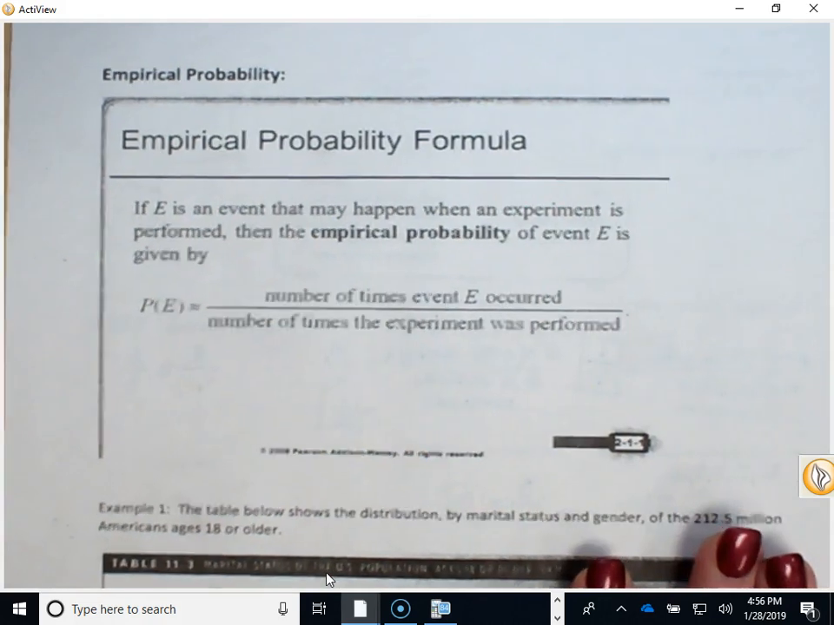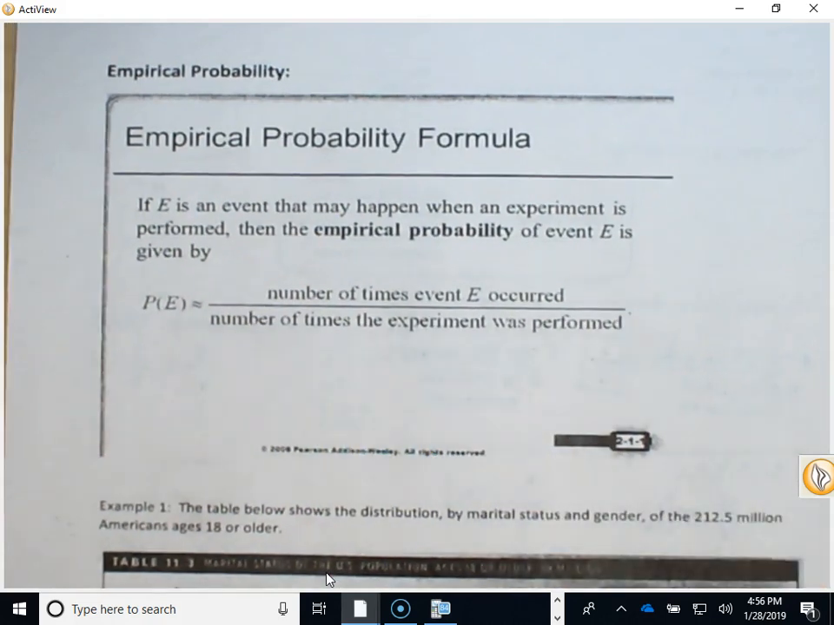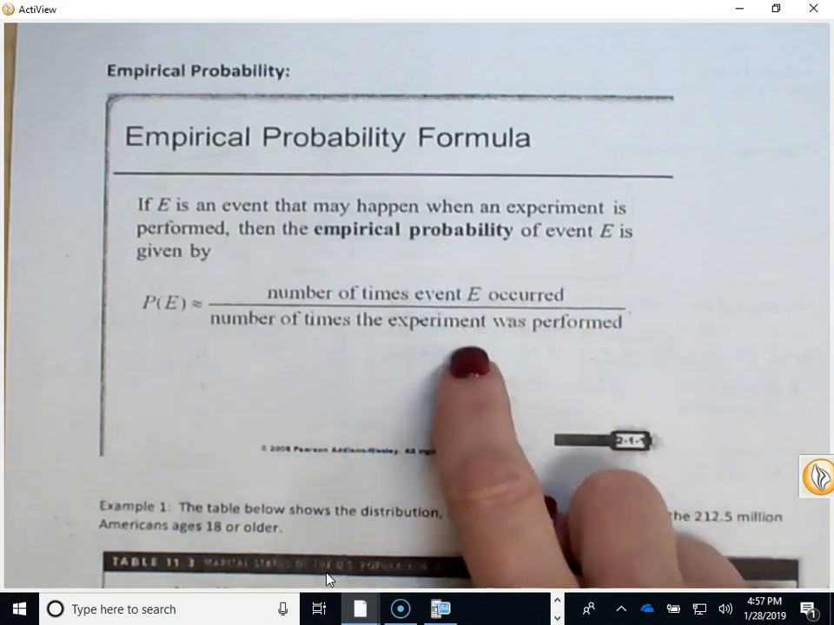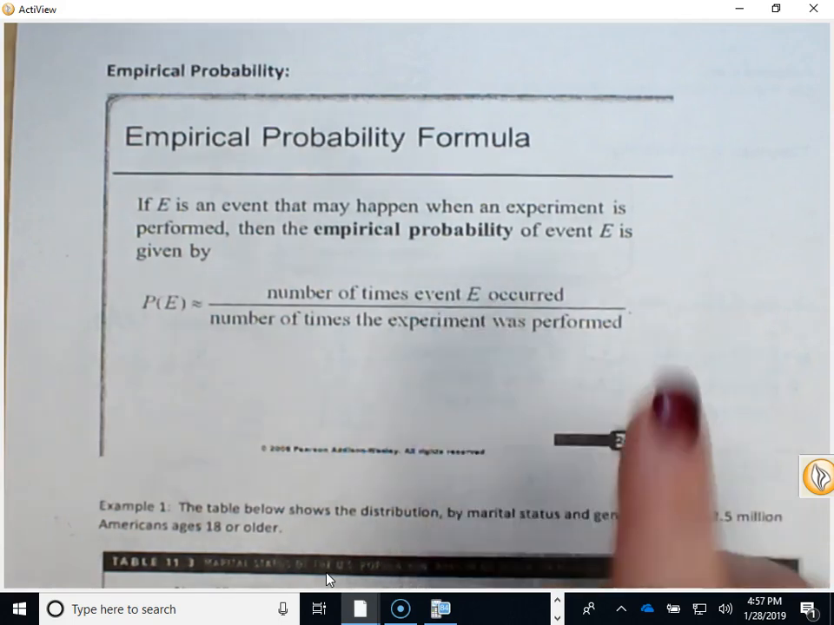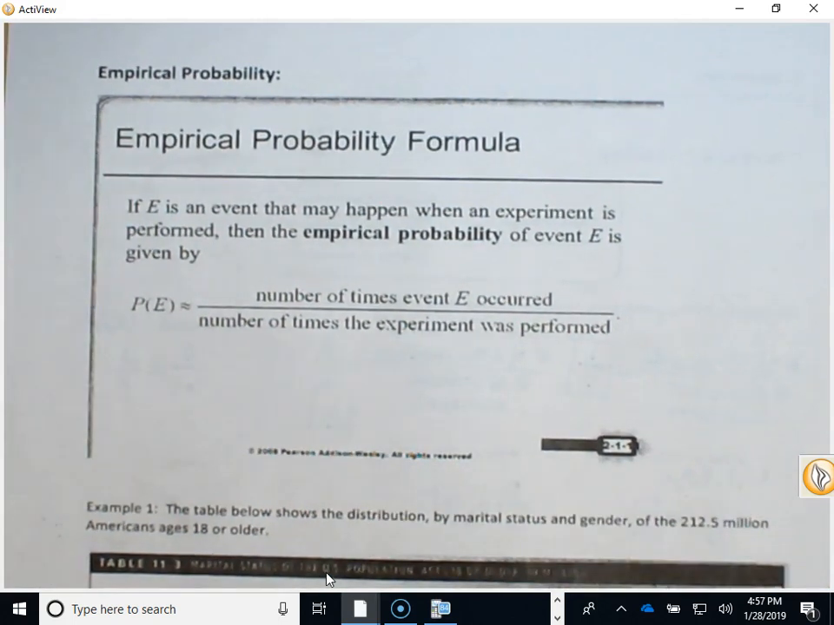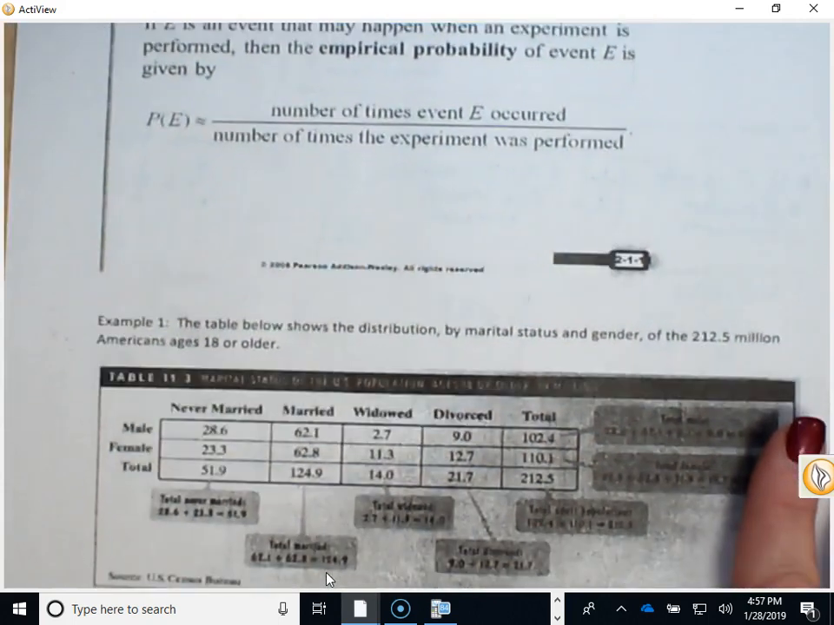Okay, so like flipping a coin. If we were trying to figure out the empirical probability of flipping heads, let's say we flipped our coin 10 times and 8 out of 10 times it was heads. Then that probability would be 8 out of the 10 times we flipped it. Okay, so that's the difference between empirical versus theoretical. Theoretical, you have a 50-50 chance, so it'd be 1 out of 2. But empirical is when you actually do the experiment and see what that event was compared to how many times we performed that experiment.